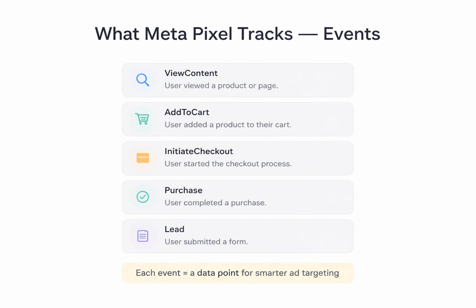Each of these is a separate event, and each one gives you more precise data. The instructor shows this in the Pixel Checker tool. A website had 2 events set up, meaning it was tracking 2 distinct user actions. The more events you track, the more granular your retargeting can be. You can, for instance, specifically target people who added to cart but never purchased. Those are your warmest leads.